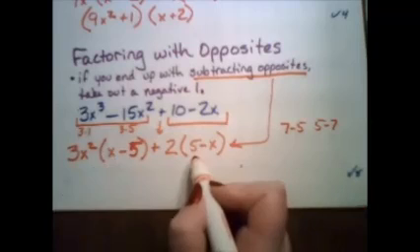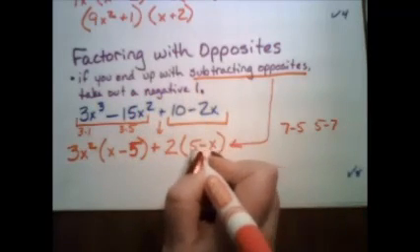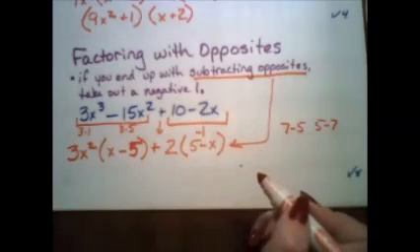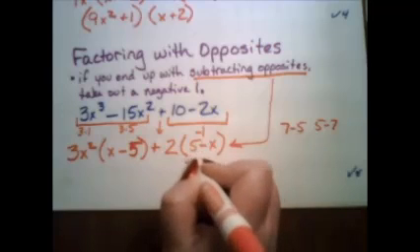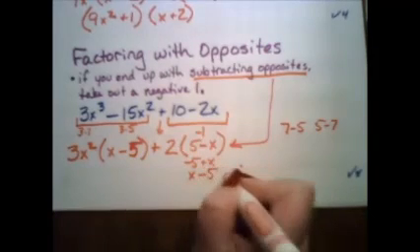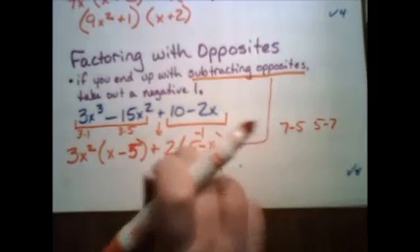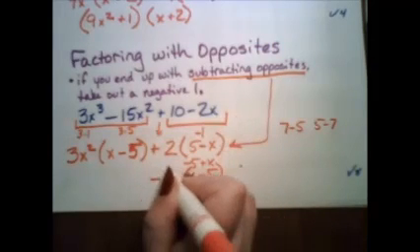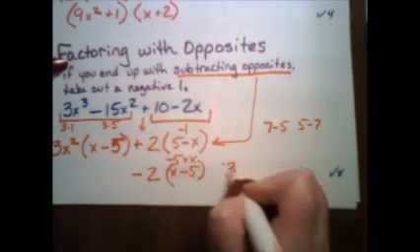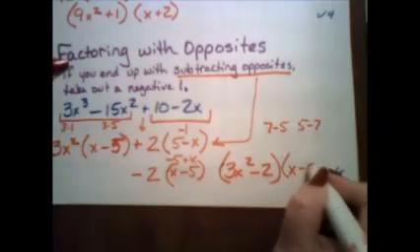So what they're saying is, take out a -1. If I multiplied this by -1, it ends up being -5 plus x, which is the same thing as x minus 5, which is what this one is. And if I take that -1 and I put it here, now it's -2. So now my answer is 3x squared minus 2 times x minus 5.